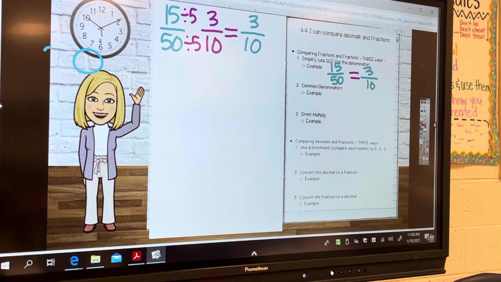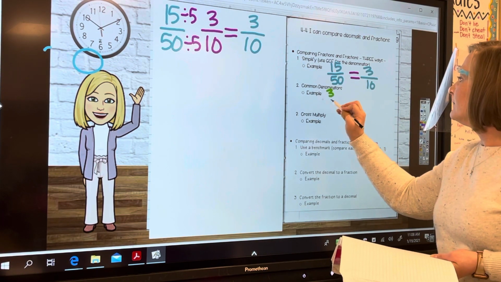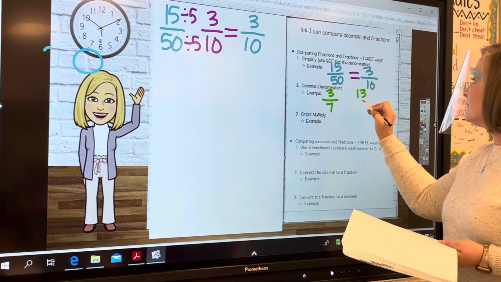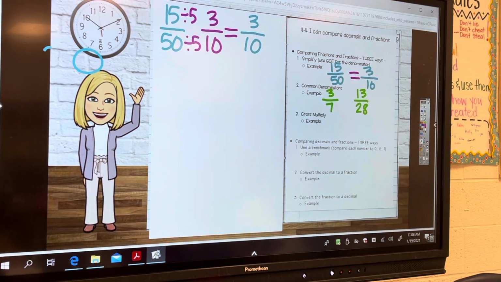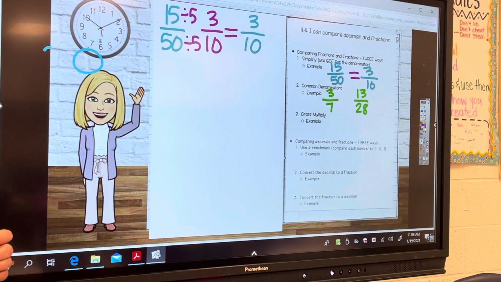Okay? And you may remember simplifying fractions with Miss Tiller last year because she did have you simplify fractions when you were adding, subtracting, multiplying, and dividing, okay? The second one is using common denominators. So I'm going to change my color just so we can see it a little bit better. And I'm going to do, let's see, 3/7 and 13/28, okay? 3/7 and 13/28.